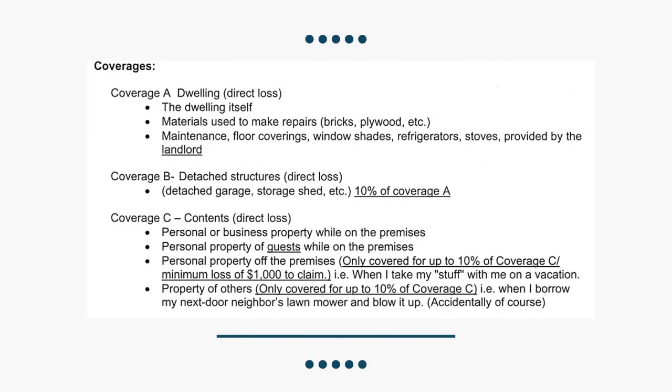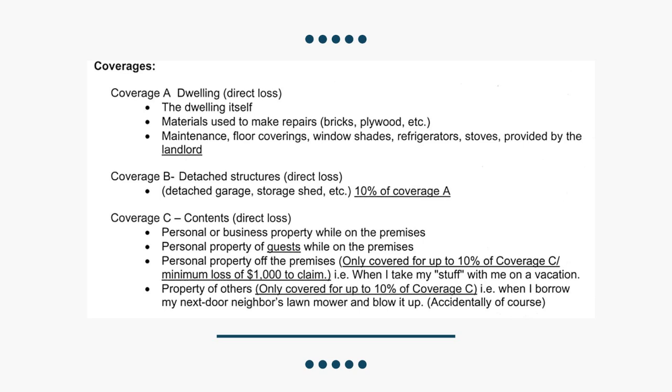Moving on to coverages. Coverage A. The dwelling, direct loss. The dwelling itself. Materials used to make repairs, brick, plywood, etc. Maintenance, floor coverings, window shades, refrigerators, stoves, provided by the landlord. Coverage B. Detached structures, direct loss. Detached garage, storage shed, etc. 10% of coverage A.